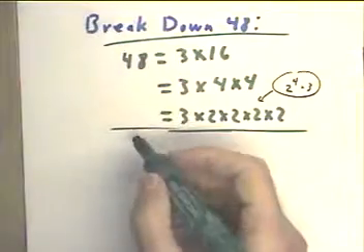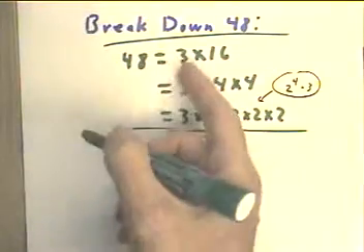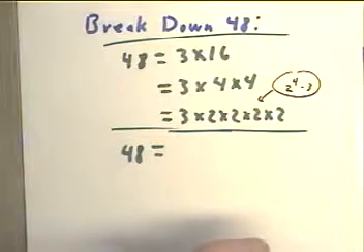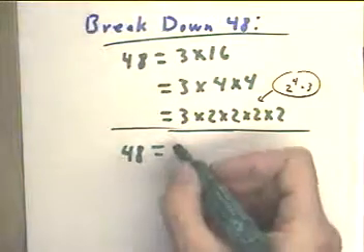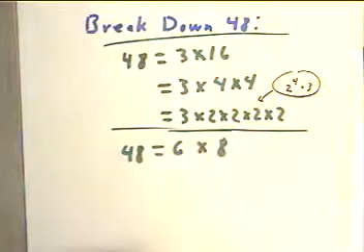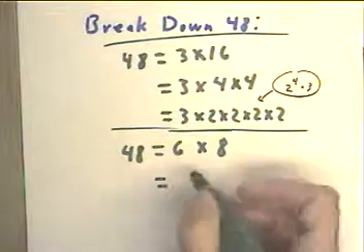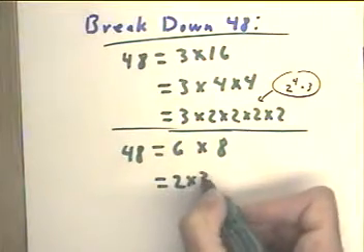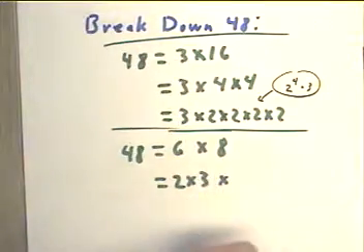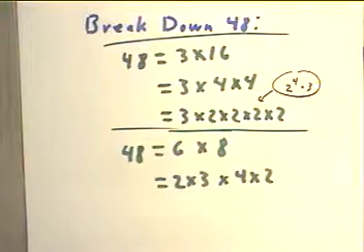Let's try to break 48 down in a different manner. Let's see. Let's say instead of doing it as 3 times 16, let's say 6 times 8. How about that? Well, let's see. 6 can be broken down. Seems like there's only one way to do that. 2 times 3. What about 8? Well, 8 can be broken down into 4 times 2.